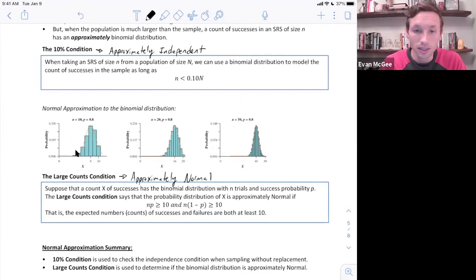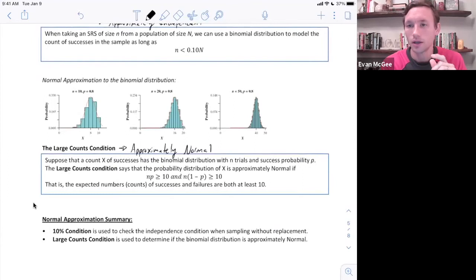So you can see, like I said earlier, it gets more and more normal as the sample size increases. And so there's no set number of the sample size. It's more about the relationship between the sample size and the probability of success. So as the number of successes, n times p, increases and the number of failures, n times 1 minus p, increases, the distribution becomes more and more normal.